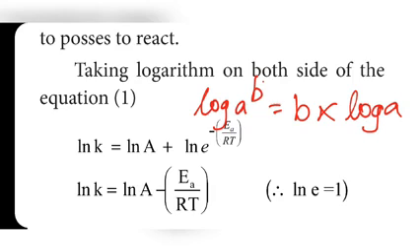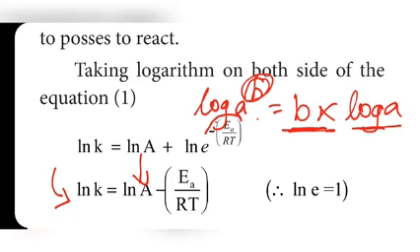One more time, please listen. This is the formula, log A power B. If any power is there, we can multiply that power with this base log A. This formula only we are going to apply here. So here the same ln k is given and the same ln A. So ln k is equal to ln A plus ln e power minus Ea by RT.